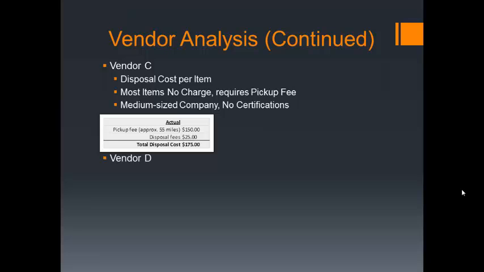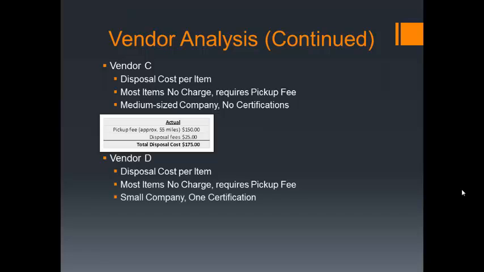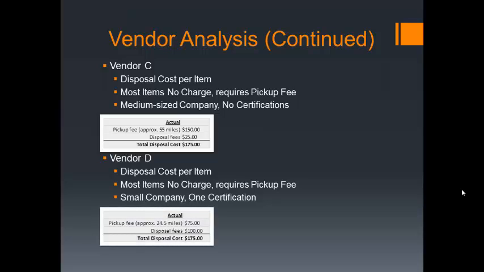And finally, with vendor D, disposal costs were also measured per item. And with most items, similar to vendor C, there was no charge. There was a cost for monitors and other heavy metal items, and it did require a pickup fee. It is a small company, and they do have one environmental certification, and the total disposal cost of this company was the same as vendor C, $175.